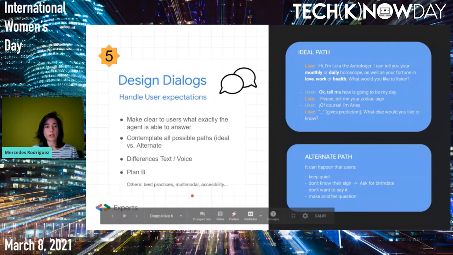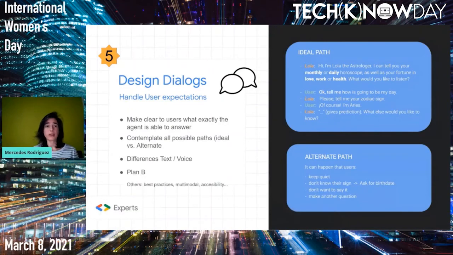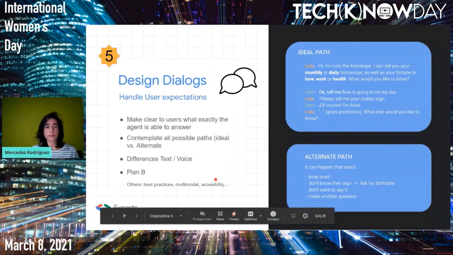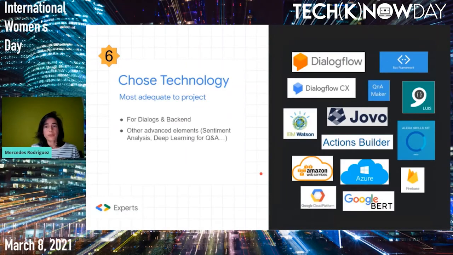There are other best practices and things to take into account for multimodal or accessibility, but we are not entering into this today. But they are also very important. We also have to choose the appropriate technology for dialogues and backend, and take into account if we are going to use other advanced elements like sentiment analysis or deep learning for Q&A or things like that.